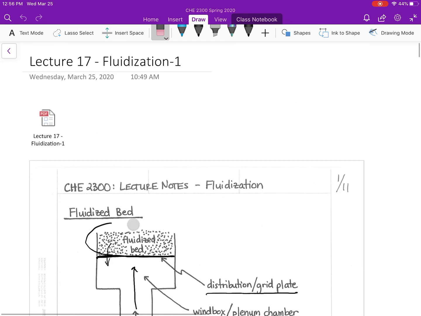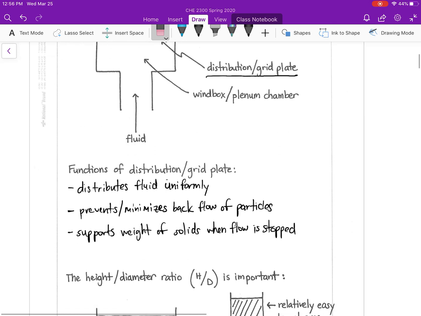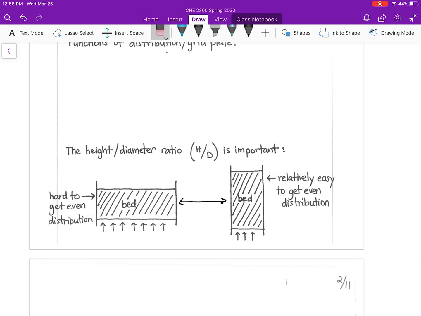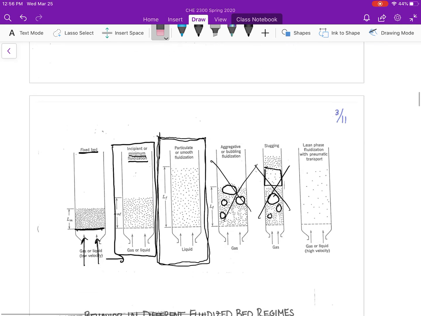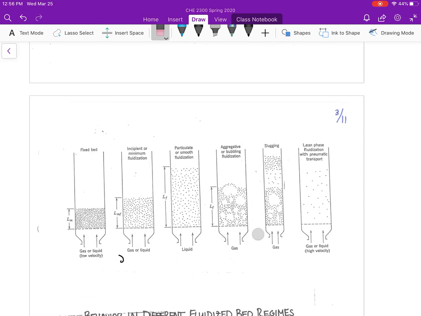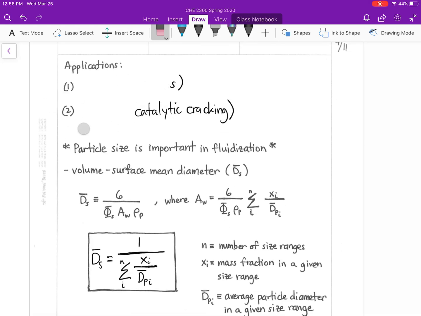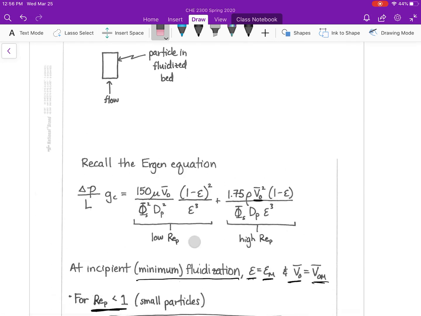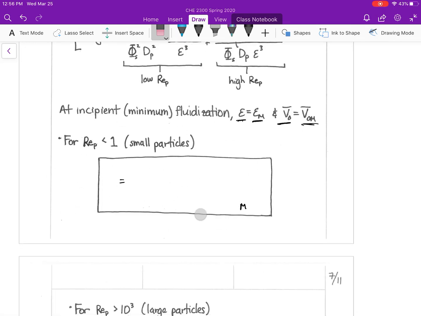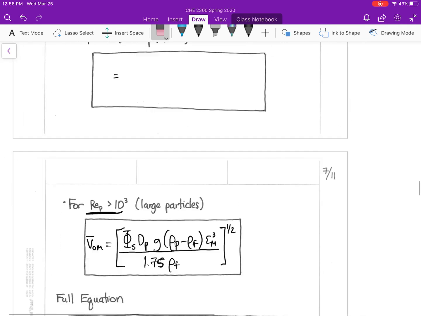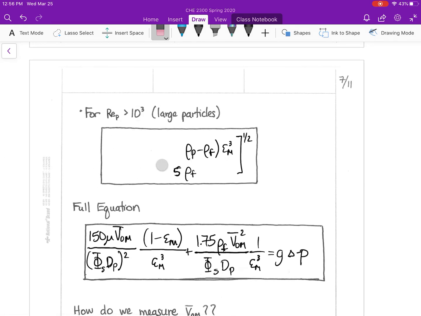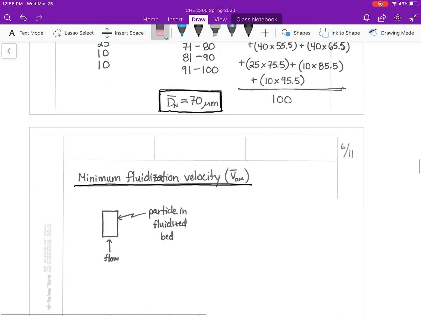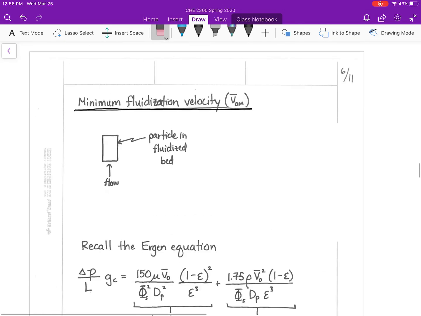Let me get my eraser out. I've already filled in some of this stuff. Sorry about this. I'm going to leave those. That's fine. Let me get rid of these. Get rid of this. Slow down. Okay, I believe I have gotten rid of it.